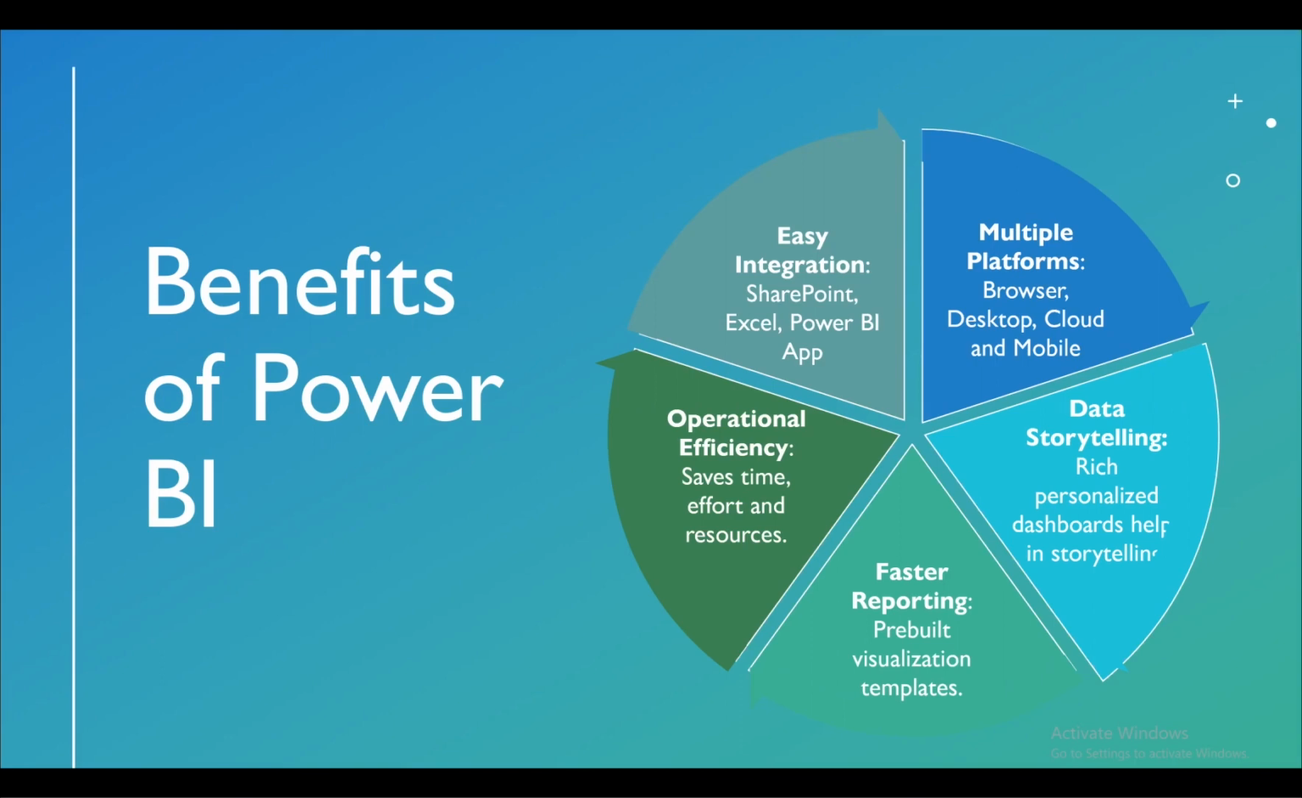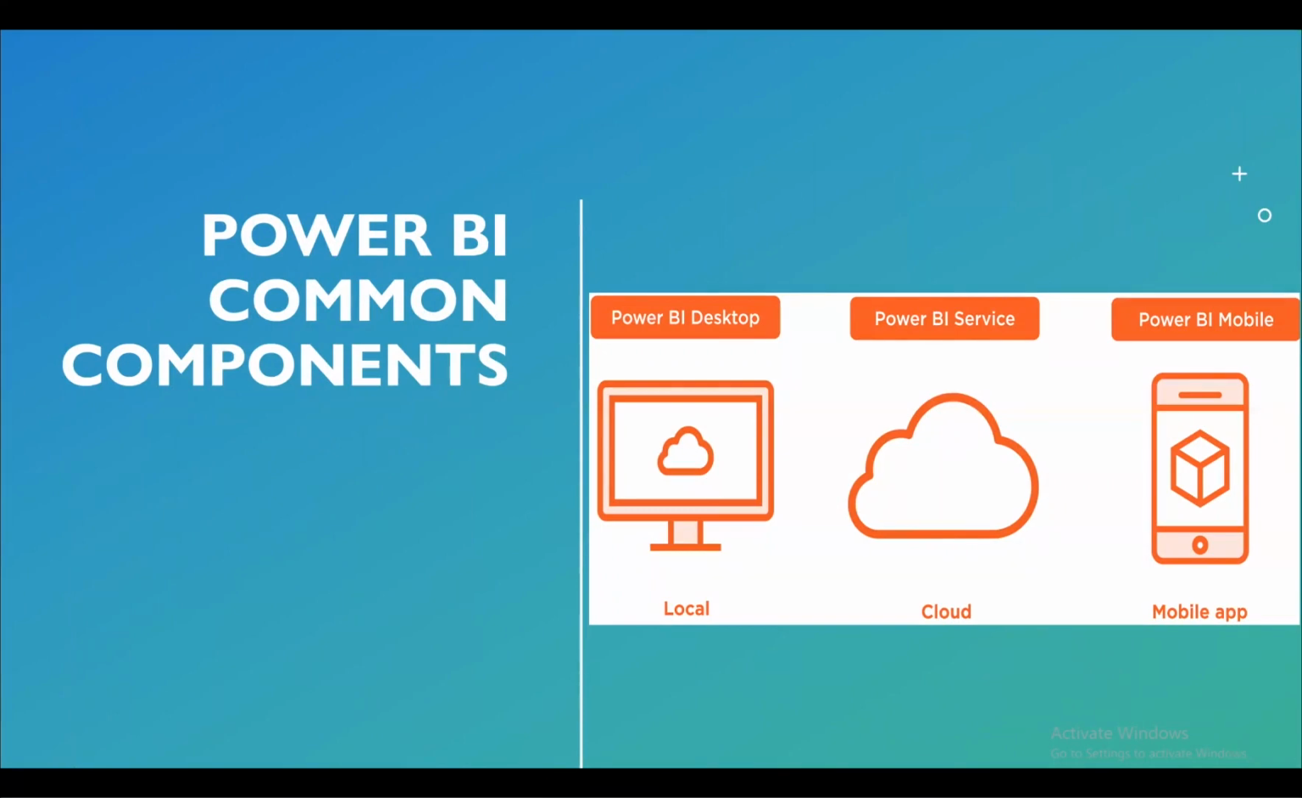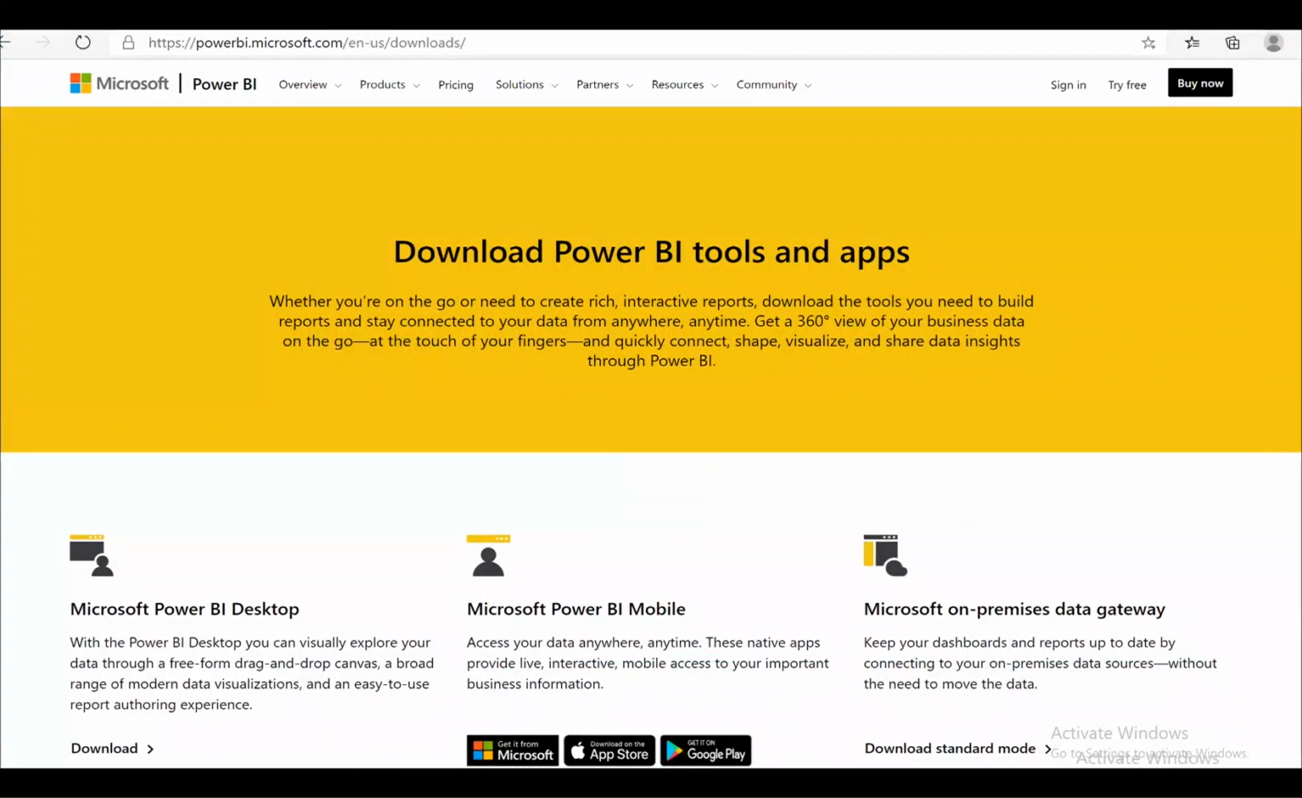Now let's look at the Power BI common components. First is the Power BI desktop, which can be installed locally on your desktop or laptop. Then the Power BI service, and the third one is Power BI mobile. It is freely available. You just need to go to the Microsoft site, download it from there, and get started.